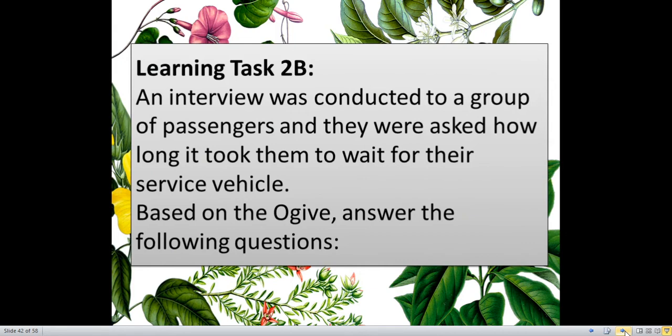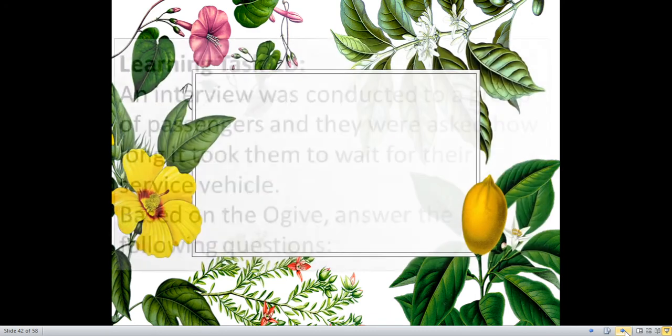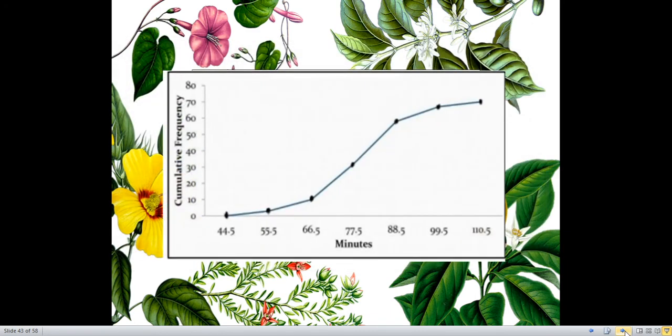Learning task 2B. An interview was conducted to a group of passengers and they were asked how long it took them to wait for their service vehicle. So just like the histogram, you're just going to answer also a question for the ogive. So here's the given ogive. Take a look at the given ogive and here are the questions.